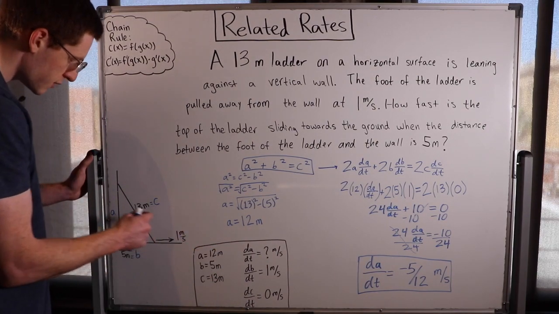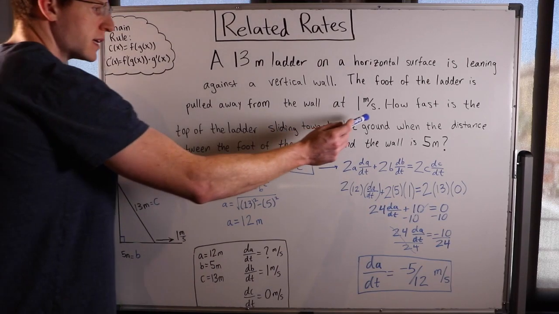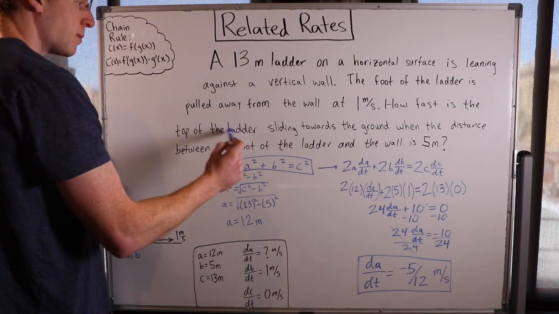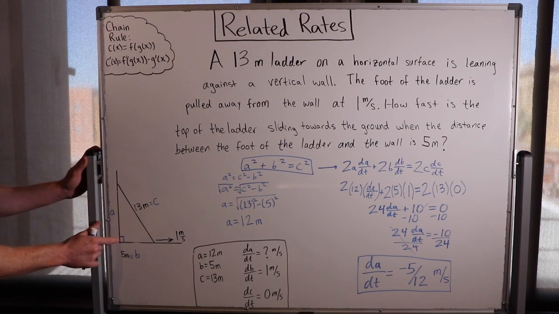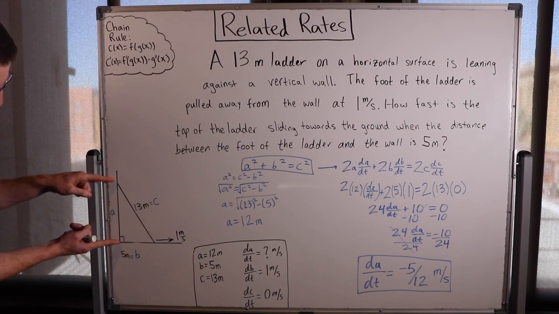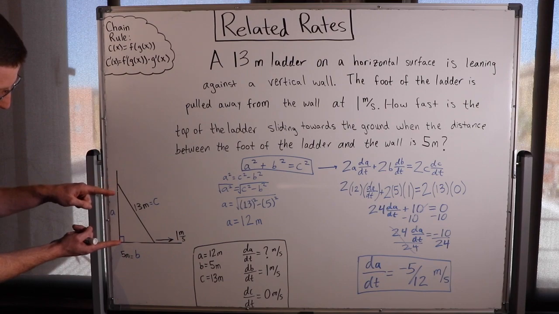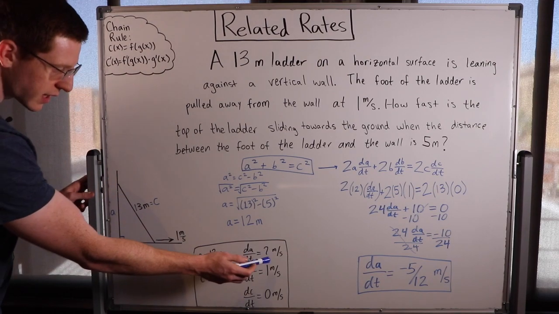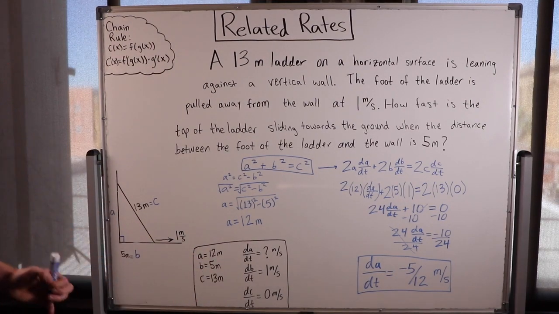So dA/dt, if you notice, this is actually what they were asking for in the problem. They asked, how fast is the top of the ladder sliding towards the ground? So here's the top of the ladder, here's the ground. This is A, right? They want to know how fast it's changing. They want to know how fast this is sliding down, so we want dA/dt, so that's why I left that as a question mark. dB/dt, we were given in the problem.